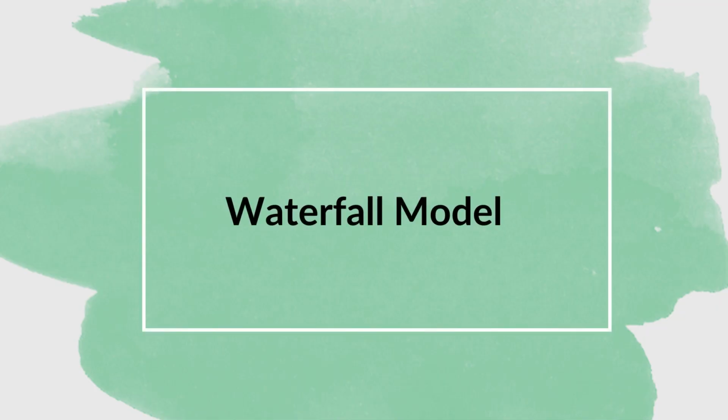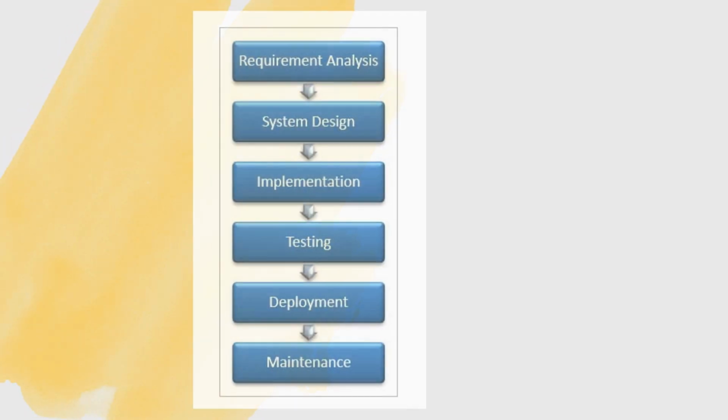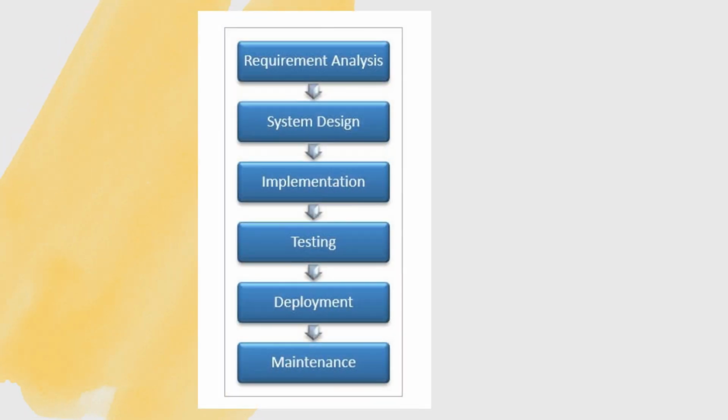The first model is the waterfall model. Waterfall model is the very first model that was used in SDLC. It is also known as the linear sequential model. As you can see on my presentation, this is the sequence pattern of the waterfall model. In this model, the outcome of one phase is the input for the next phase. Development of the next phase starts only when the previous phase is complete. First, requirement gathering and analysis is done.